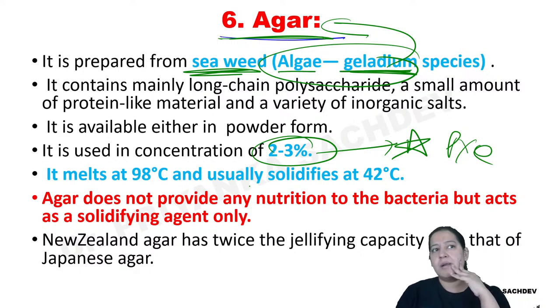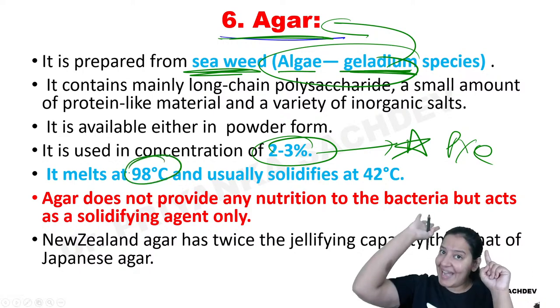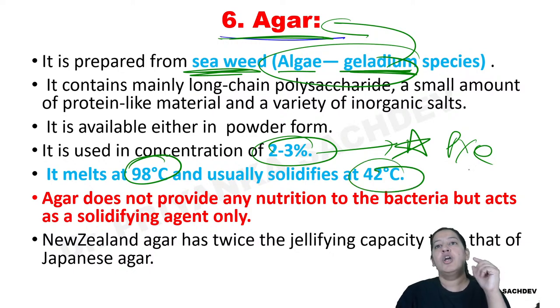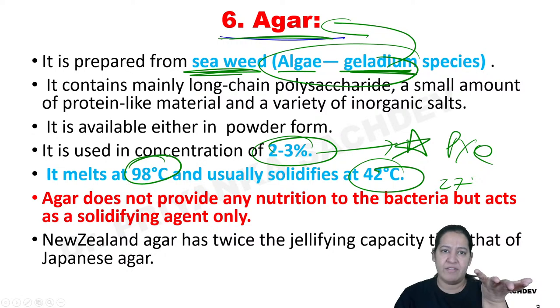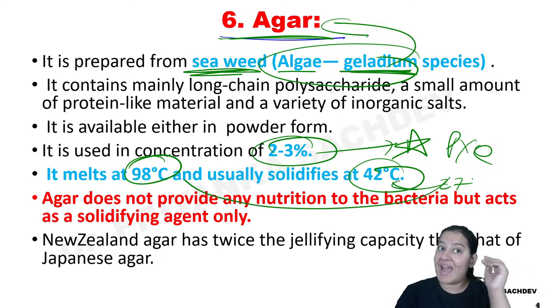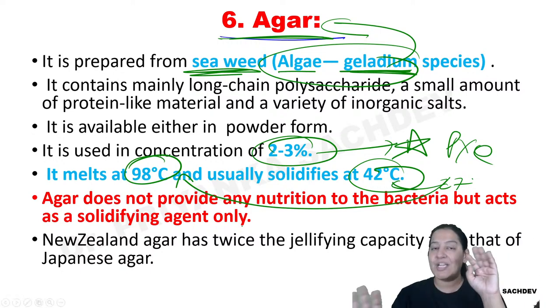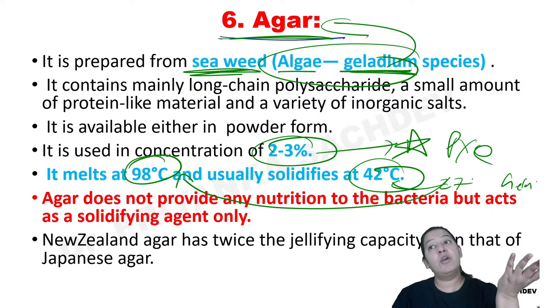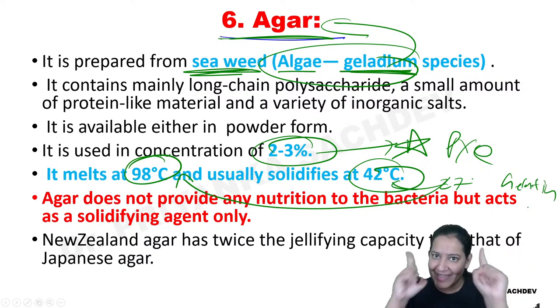Why we use agar? Because agar melts at 98 degrees and solidifies at 42. Human, normal room temperature aapka kitna hota hai? Room temperature aapka 27 degrees we assume, normal room temperature. So at 42 this will solidify and melt over 98. 98 toh kabhi nahi jayega na room temperature. So it will not melt. That's why we don't use gelatin. We use agar. That is due to melting point.